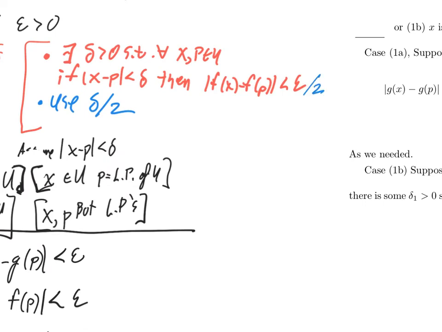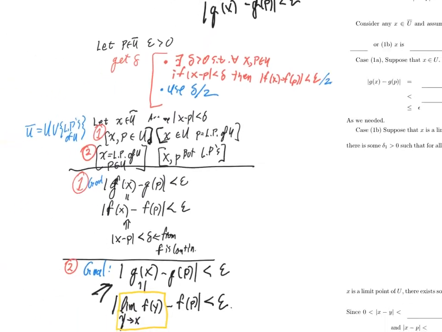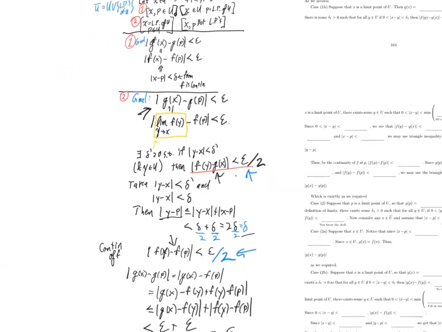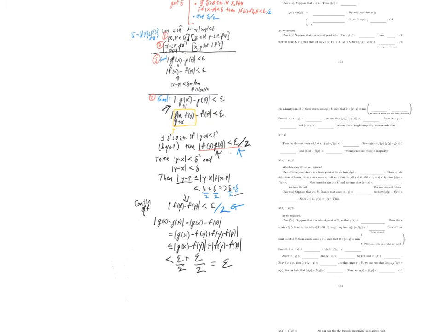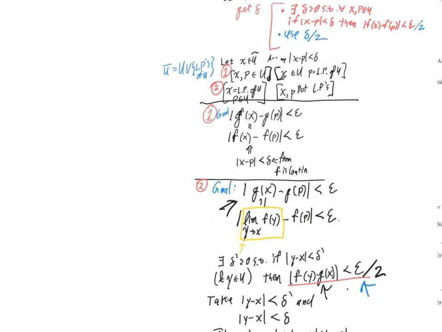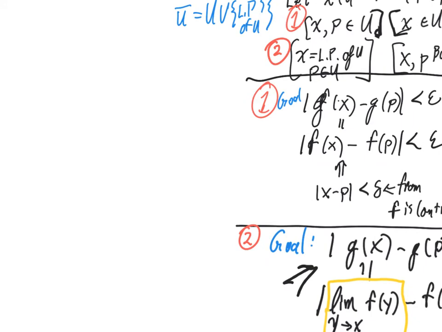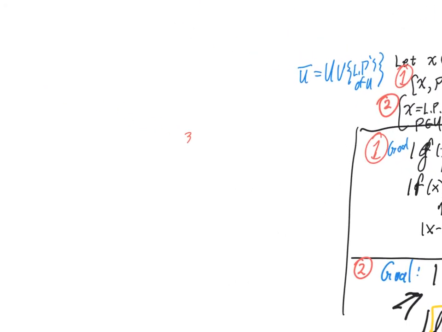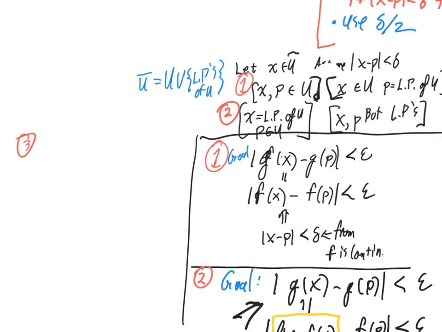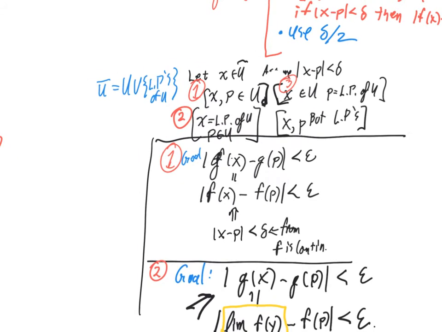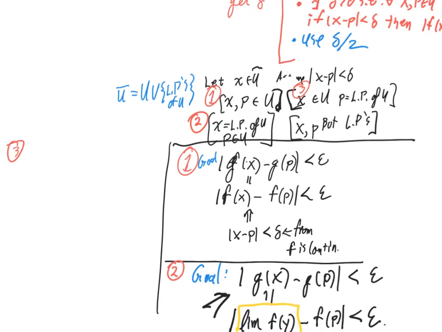Get where I'm going with this? Cool. I think that's enough for this time. Let's write down all of the constraints that we'll need. So, case 3. We have x is in u, and p is a limit point of u.